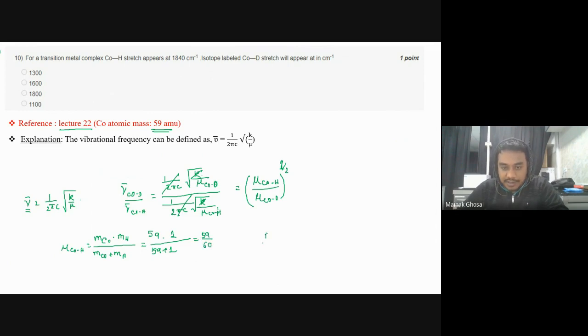Now I am going to do the same thing for COD. This will be m of CO into m of D, divided by m of CO plus m of D. So what should be the change? The mass of deuterium will be 2, and this will be 59 plus 2. So this will be 59 into 2, which is 118, divided by 61.